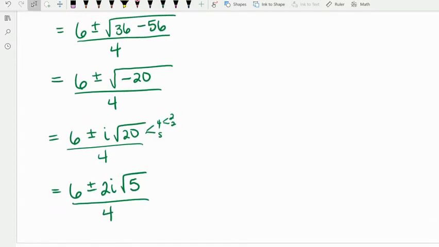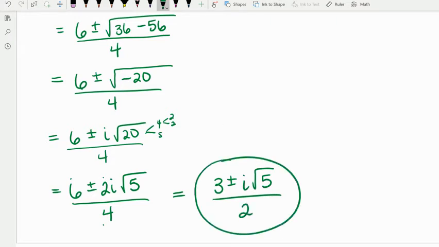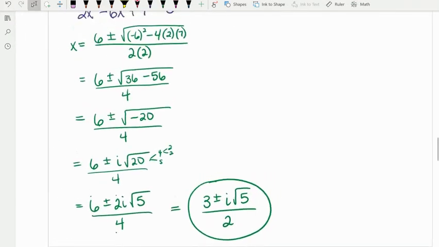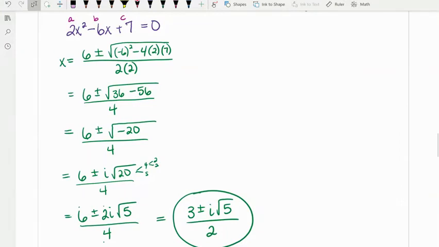And then our last step, the 6, the 2, and the 4 are all divisible by 2. So we're going to get 3 plus or minus, that 2's gone, it's just i radical 5 all over 2. There's our solution for that one. Okay, so quadratic formula like normal, just if you get a negative inside the radical, make sure you take out the i.